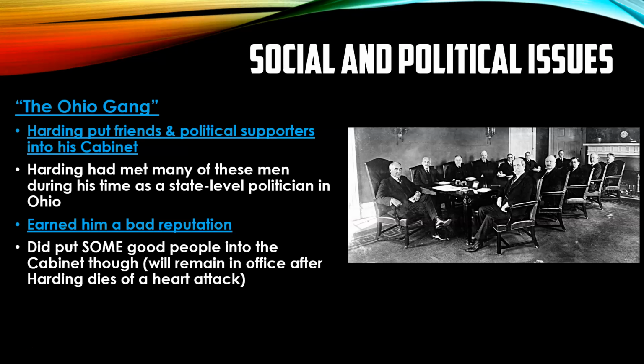Unfortunately for Harding, he's going to put many of his friends and political supporters into his cabinet, and these men will become known as the Ohio Gang, and Harding had run with many of these state level officials in Ohio. And so these political supporters are going to become a part of his cabinet, and you're almost seeing this idea of patronage, which we ended a couple, 20 years before. The problem is that many of these men were politicians, so they had the ability to do this, but they may not have been the right people for the job. This is going to earn him quite a bad reputation. However, he did actually put some good people into the cabinet.